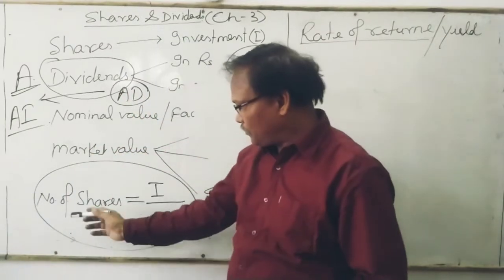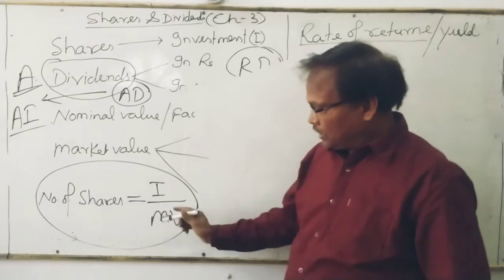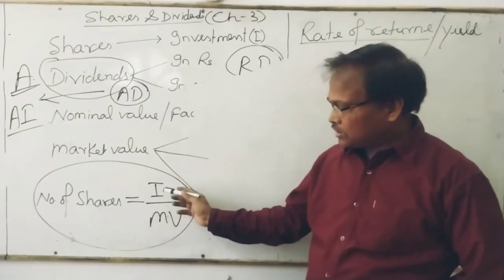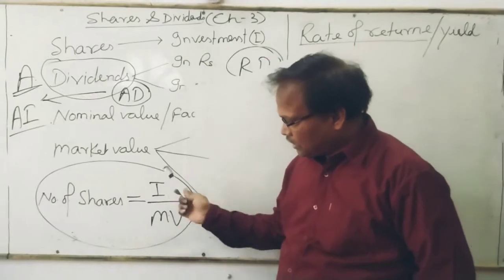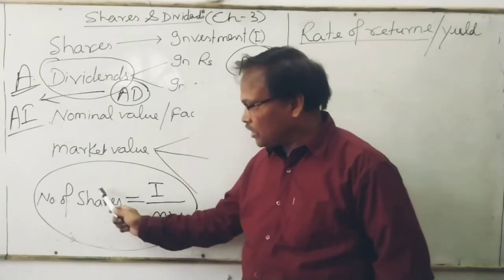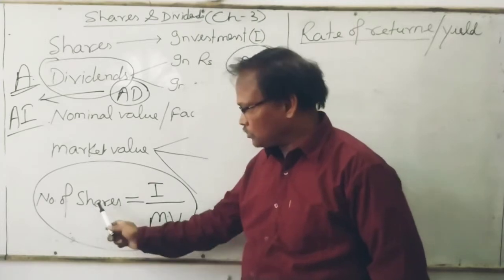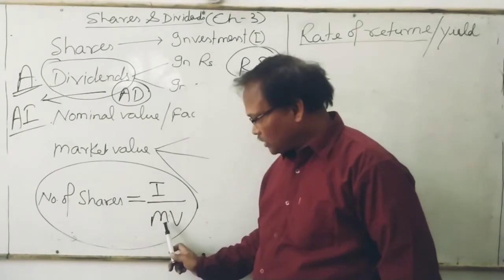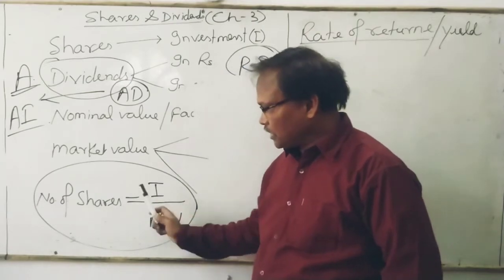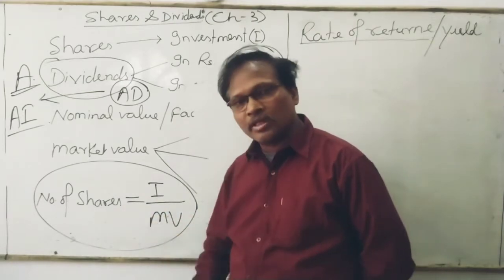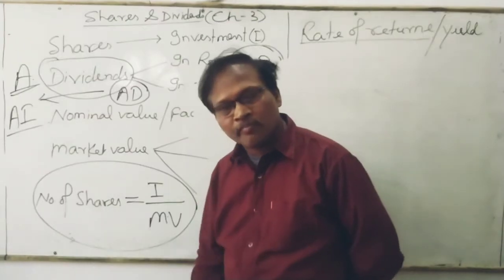The first one, number of shares is equal to investment upon market value. This means you can find any one if the other two are given. If the two unknown variables are given, suppose number of shares and market value are given, you can find the investment. If investment and number of shares are given, then you can find the market value. If these two are given, then you can find the number of shares.